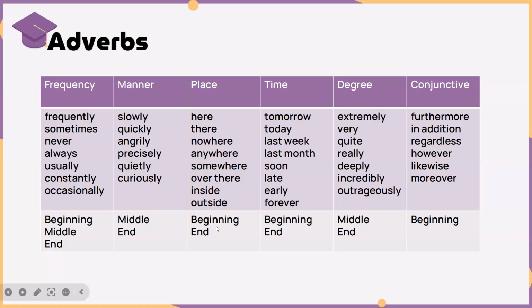Perfect. Adverbs of place. For example, here, there, nowhere, anywhere, somewhere, over there, inside, outside. These can go at the beginning or at the end of the sentence, okay? Look at the car over there. I am not going anywhere. Perfect.